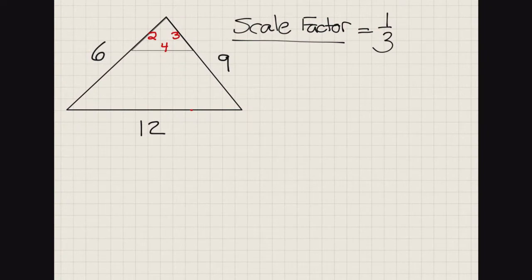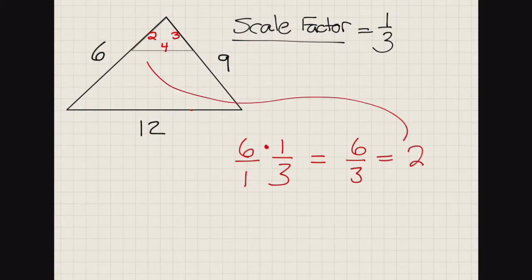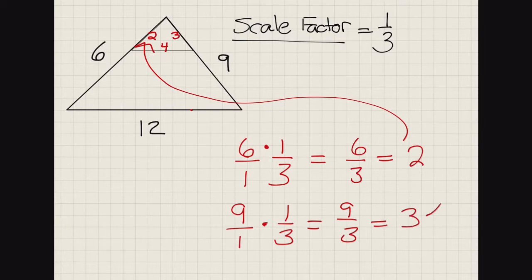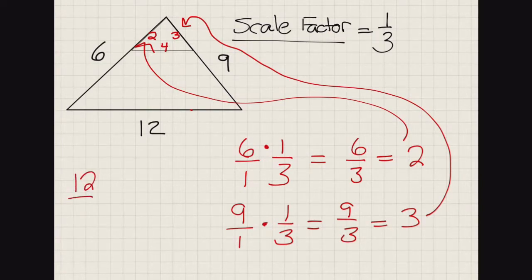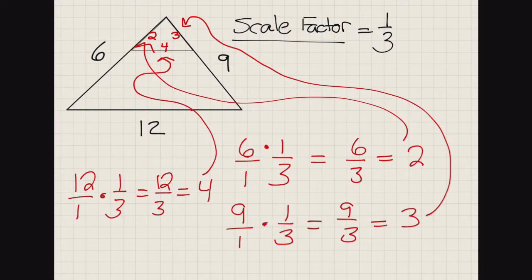Just to show you the math, 6 times 1/3 is going to equal 6 over 3, which equals 2. Hence the reason there's a 2 there. I could take 9 and times it by 1/3, and that equals 9 over 3. And when you divide 3 into 9, you get 3, and that's why there's a 3 here. And last but not least, if you take 12 and you multiply it by 1/3, you get 12 over 3, which is 4. And that's why there's a 4 right there.